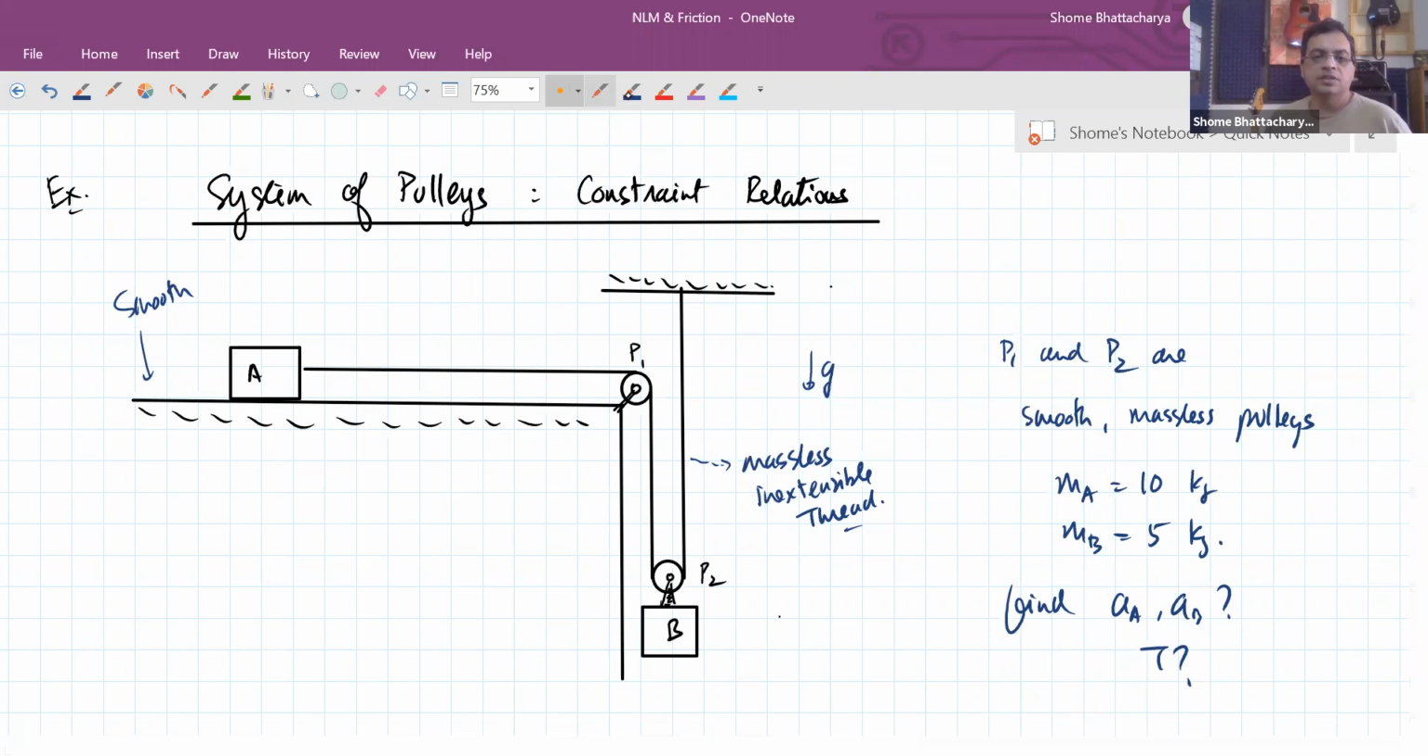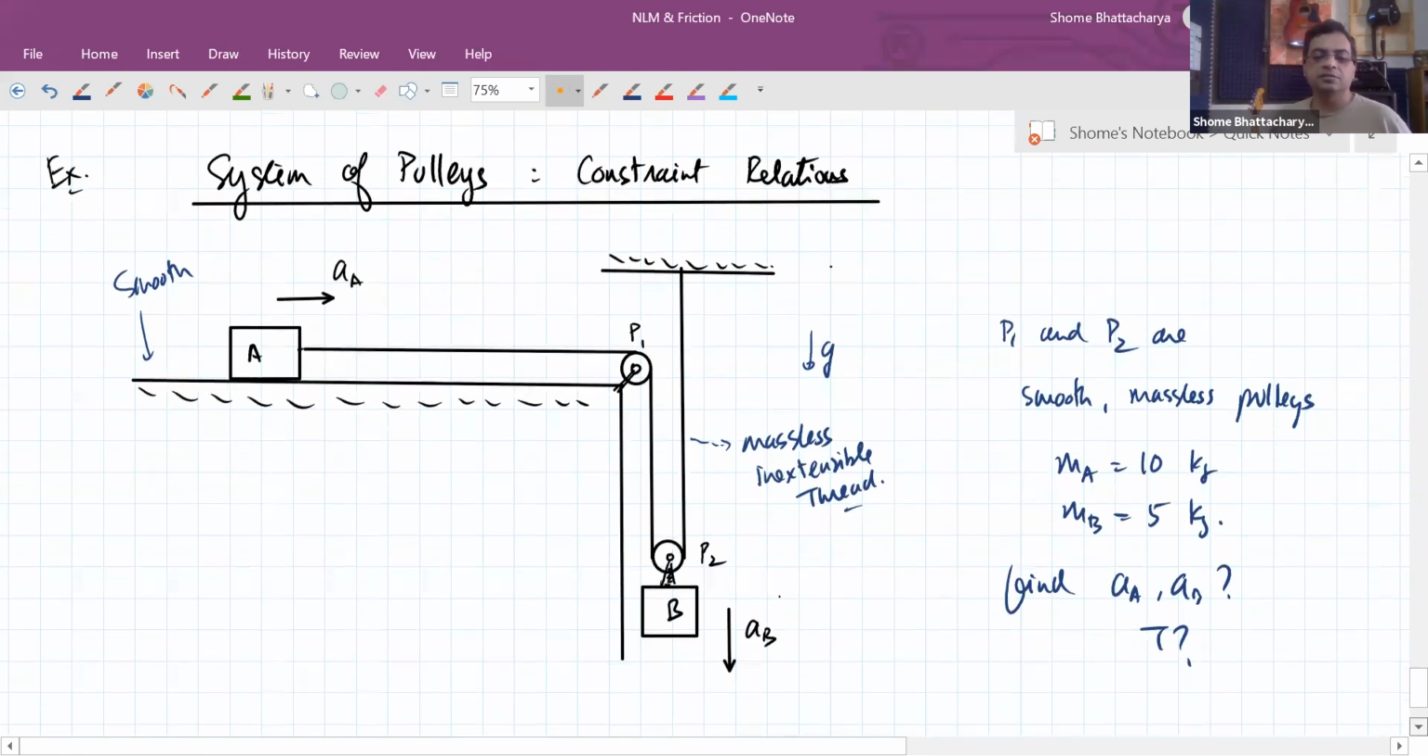First of all, we'll have to understand that there is a relationship between the magnitude of A's acceleration and the magnitude of B's acceleration. So in this situation, if A has an acceleration like this and B has a vertical acceleration like this, we have to first develop the relationship between A's acceleration and B's acceleration. So let's understand how we'll develop that relationship.